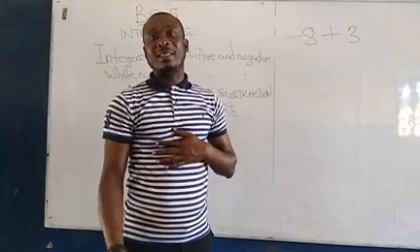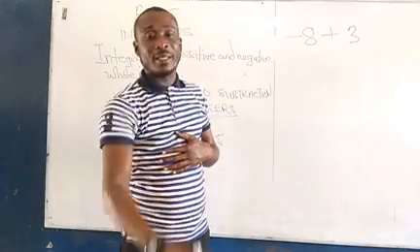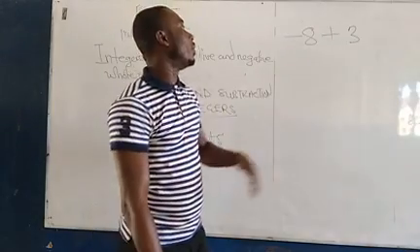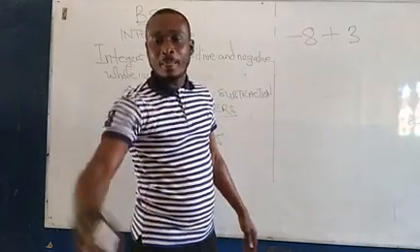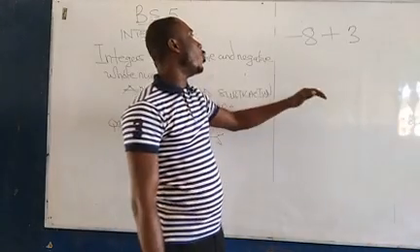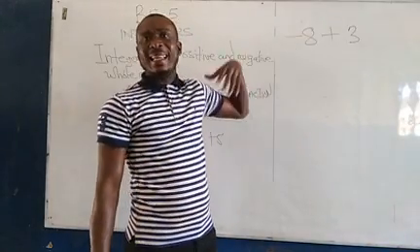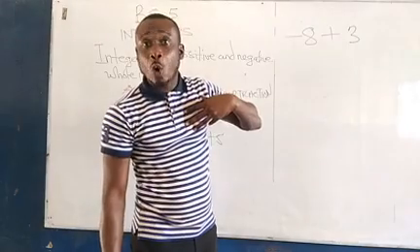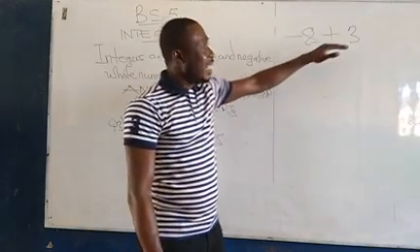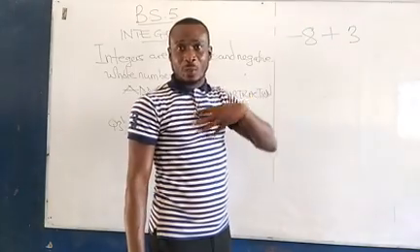Which of the numbers has the negative? Yes, 8. Good. And the 3? Positive. Good. So if the 8 has the negative, it tells us we are what? Owing. Good. And the 3? Positive. That's what we have.